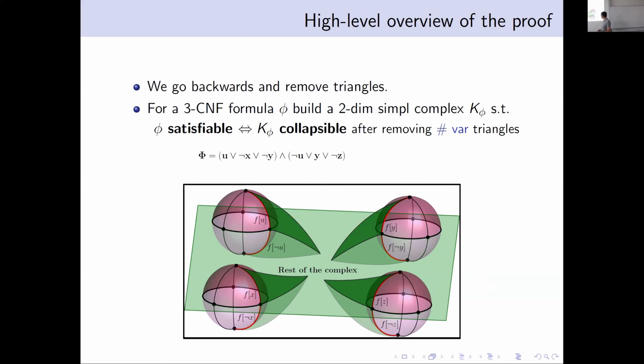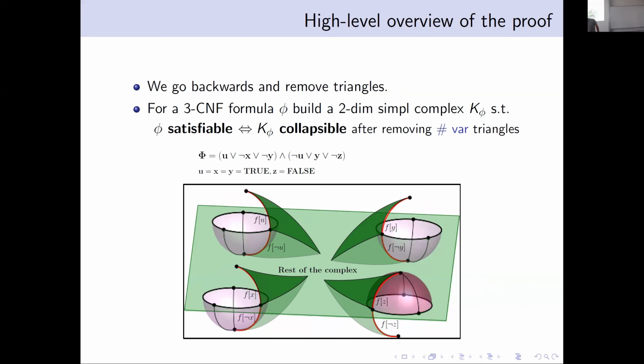True or false. So let's say that we remove top, and bottom here. That means that we assigned U to be true, Y to be true, X to be true, and Z to be false. Once we remove these, we can remove the adjacent triangles, because in the reverse order, it's okay if we could glue them, so we can remove them. And then finally, we remove this part which propagates the variable to the clauses.